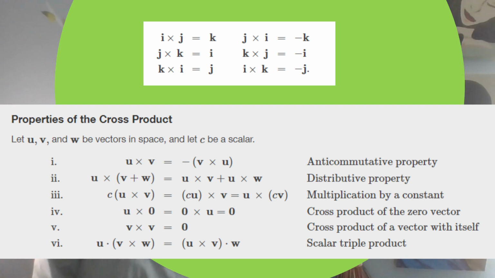We also have a distributive law, just like we did with the dot product. We have the multiplication by constant law, which is kind of similar to the associative property of the dot product. We have the cross product of the zero vector: if you cross anything with a zero vector, you're going to get zero. A cross product of a vector with itself is also going to give you zero. So that's another interesting property.